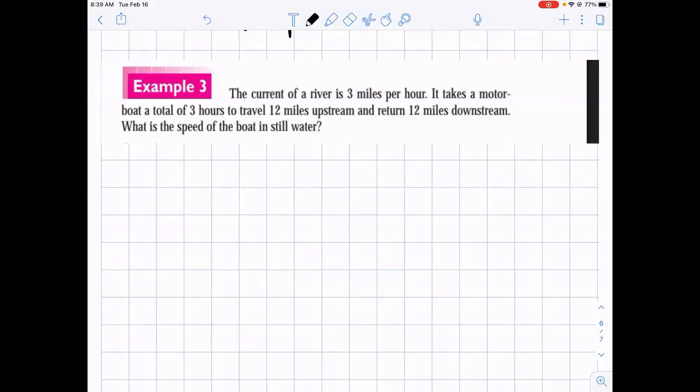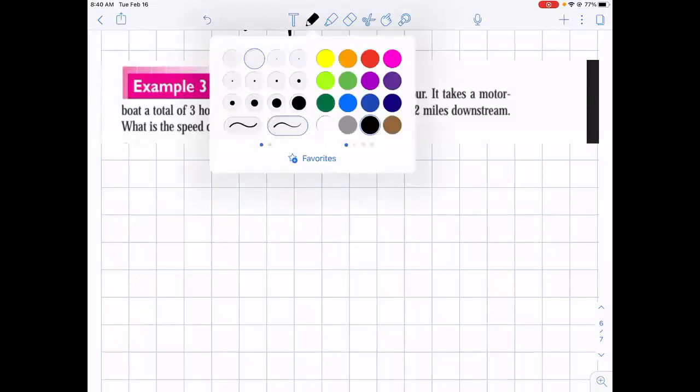And return 12 miles downstream. What is the speed of the boat in still water? Okay, so now we're asking for the speed of the boat in still water. So the first thing I'm going to do, there's two things actually.